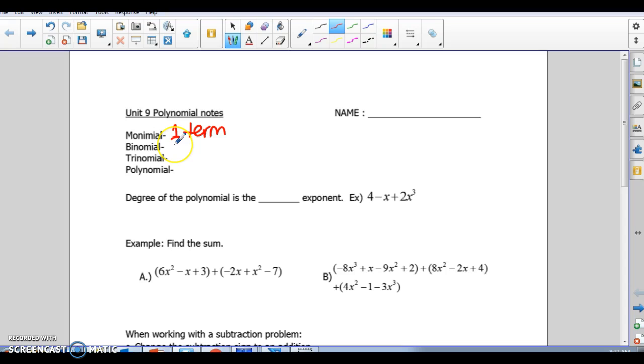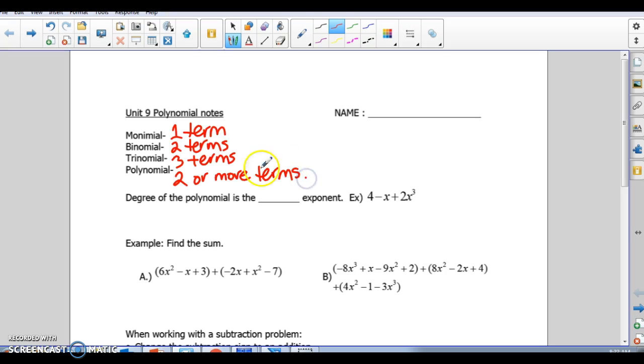Okay, how about binomial? What do you think? It's going to be two terms. How about trinomial? Three terms. And what is polynomial? Anything that is more than two or more terms, we call that polynomials.